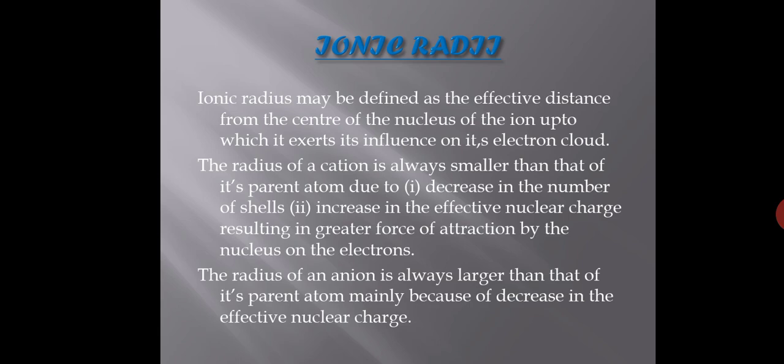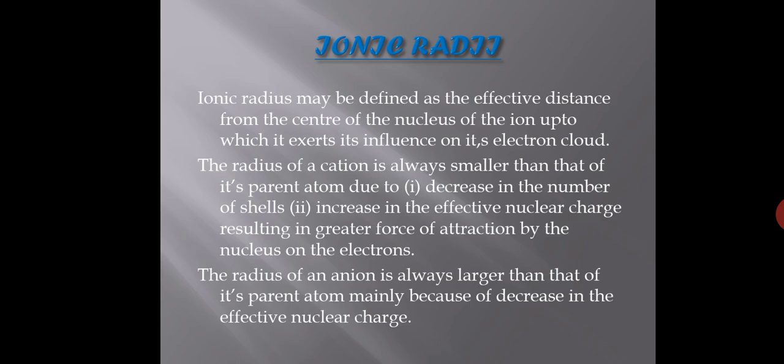Similarly, the radius of an anion is always larger than that of its parent atom, mainly because of the decrease in the effective nuclear charge. How is an anion formed? By gain of electrons. For example, the chlorine atom has 17 electrons and 17 protons. But the chloride ion has 17 protons but 18 electrons. With 18, the outermost shell is fully filled. Here the number of electrons is increasing, so the effective nuclear charge is decreasing. When the attractive force decreases, the repulsive force increases automatically.